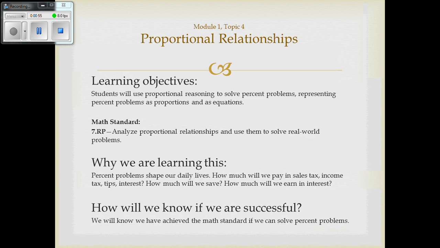Module 1, Topic 4 is entitled Proportional Relationships, and it is entirely about percent problems. Students are going to use proportional reasoning to solve percent problems, representing percent problems as proportions and also as proportional equations. The math standard that we are addressing is 7RP, analyze proportional relationships and use them to solve real-world problems.